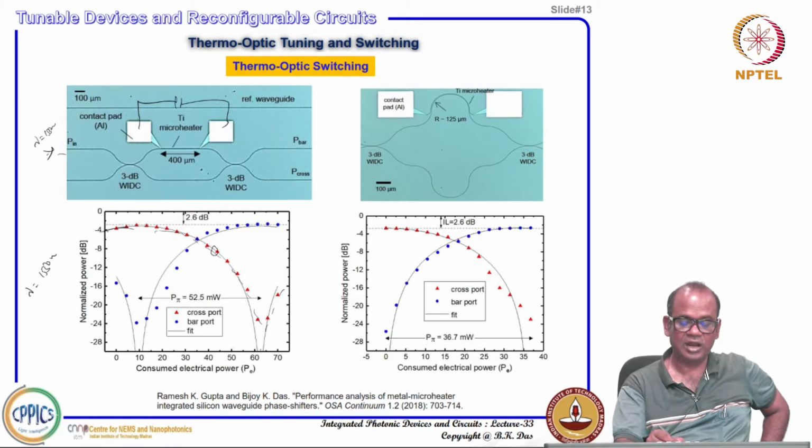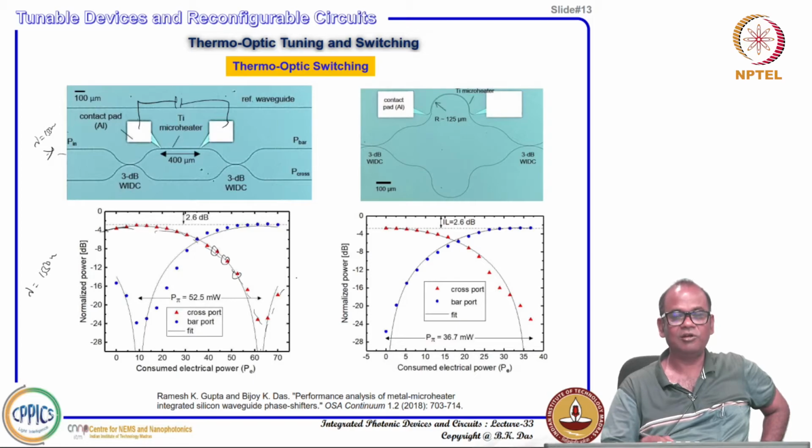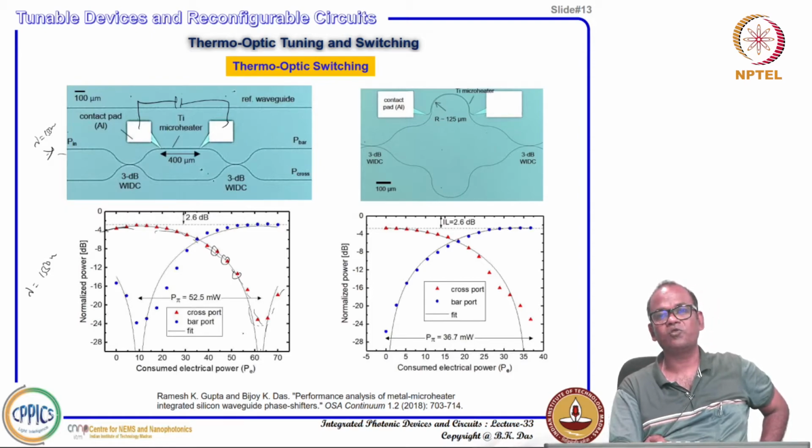You see this triangle, they are actually experimental results, and the solid line is the theoretical result. Theoretically, extinction can be very high, but in practice, in optical devices, we could measure up to minus 25 dB extinction. That means in the cross port, whatever power is there, you can switch it down to minus 25 dB. So, more than 20 dB extinction is possible.